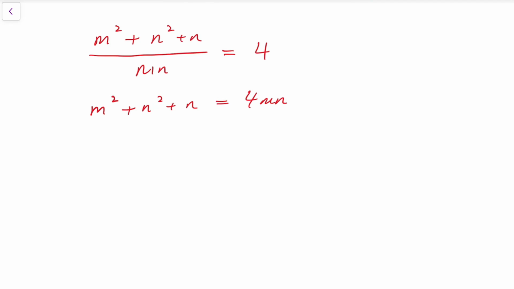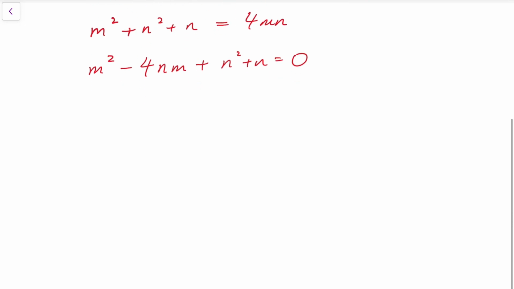Then at this point, I'm going to make this a quadratic equation in m, which means I have to move 4mn to the left, and then we have m squared minus 4nm. So the coefficient of the m term is minus 4n, while the so-called constant term, in this case just the term that is independent of m, is n squared plus n.